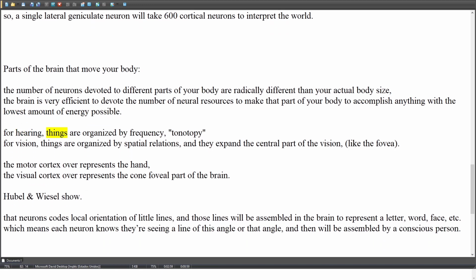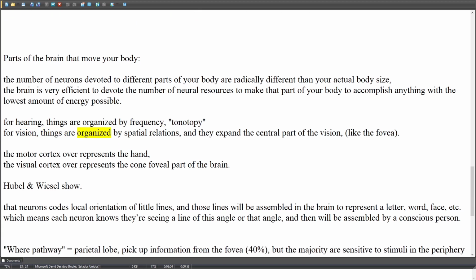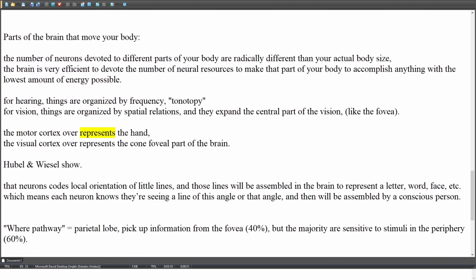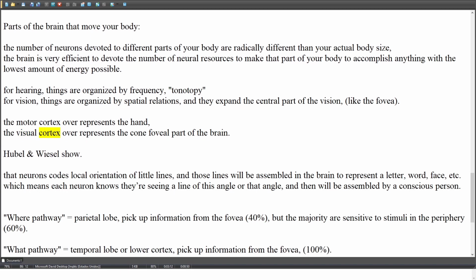For hearing, things are organized by frequency, tonotopy. For vision, things are organized by spatial relations, and they expand the central part of the vision, like the fovea. The motor cortex overrepresents the hand. The visual cortex overrepresents the cone foveal part of the brain.